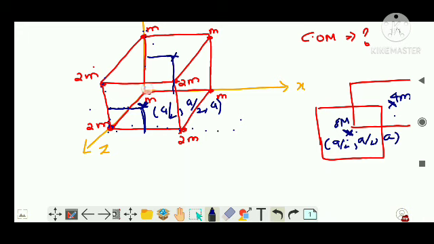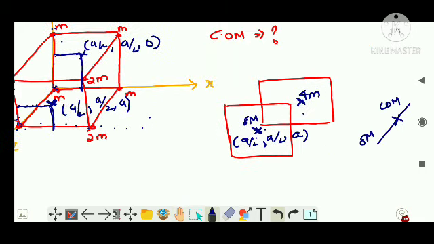For 4m, similarly, you can write the coordinates. Along the x-axis the coordinate is a by 2. Along the y-axis also it is a by 2. Along the z-axis, there is no displacement, so it is 0, right? It is at the origin. So for 4m, I will write the coordinates as a by 2, a by 2, and 0. Now you have two masses with 3 coordinates. You can easily find xcom. It's very easy now.